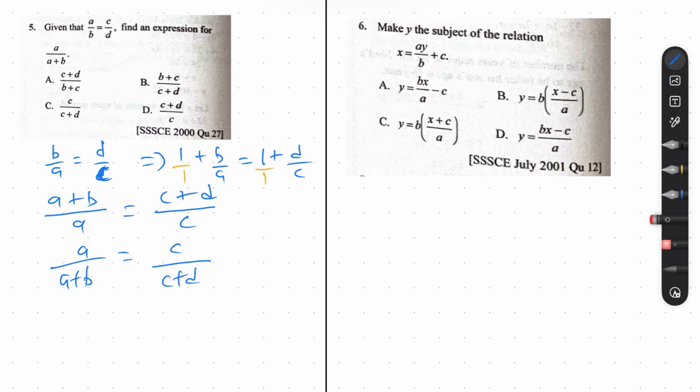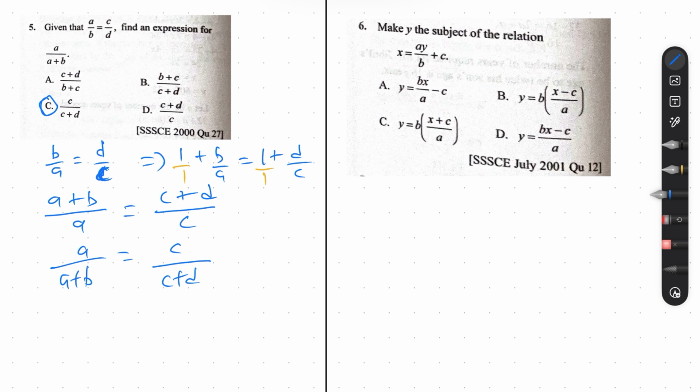So now this is looking like the expression we're looking for. This expression is the same as C over C plus D. Now, do we have that right here? Yes, we do. C over C plus D. So our answer is C.